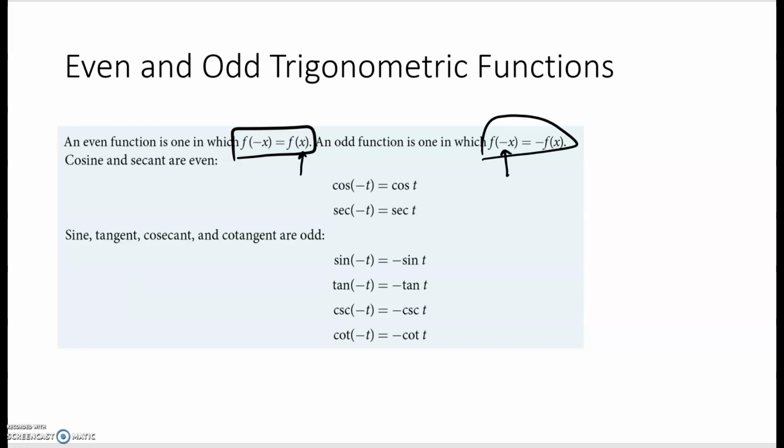Now, if you have a negative inside, the negative is pulled out to the front. That's an odd function. Notice all of these right here, you've got a negative inside, and what you do to get rid of the negative inside is pull that negative out to the very front. That's what you're going to do with all your odd trig functions. So even trig functions, that negative inside the parentheses just goes away. If it's an odd trig function, that negative inside the parentheses will be pulled out to the front.